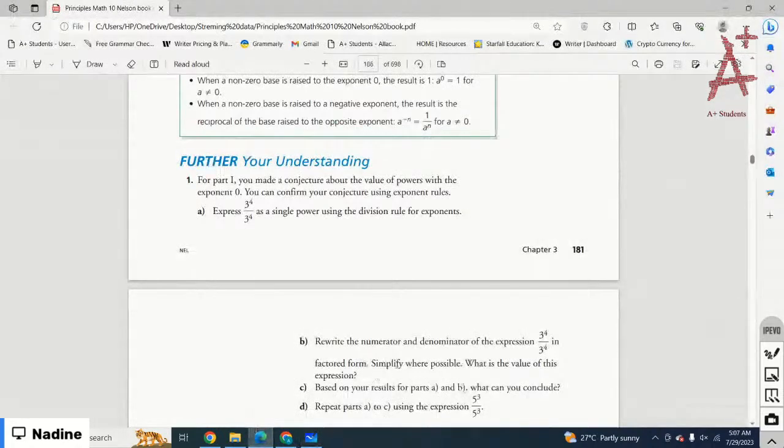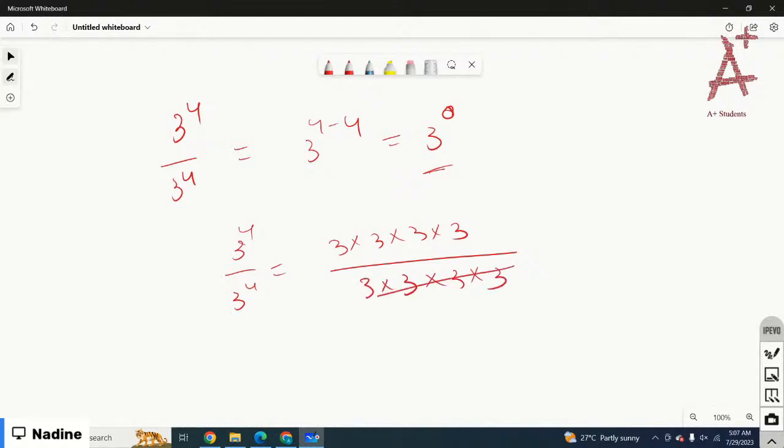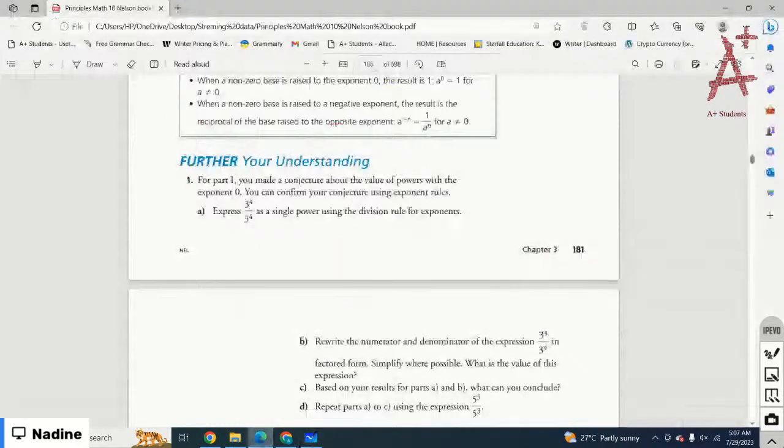Okay, for the b part, rewrite the numerator and denominator of the expression 3^4 over 3^4 in factored form. Simplify where possible. What is the value of this expression? Factored form, you can write it as 3 times 3 times 3 times 3, because 3 exponent 4 means you have to write 3 four times. Then again for the denominator, it's the same. They can cancel out and you are left with 1, right?